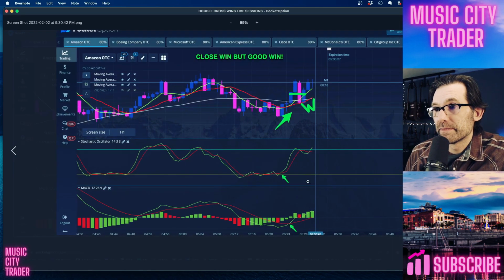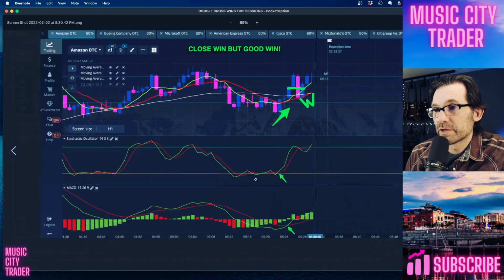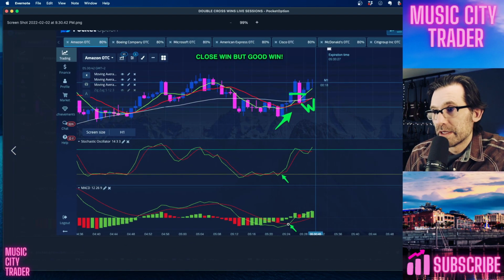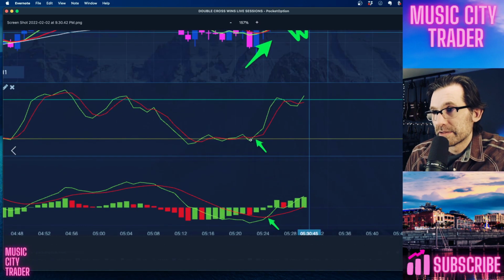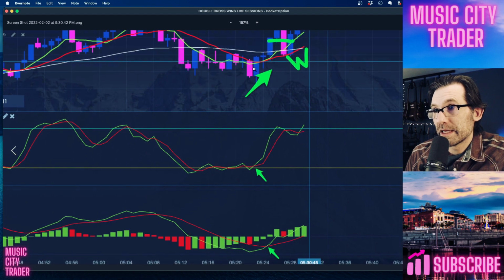Let's see, zoom in here. The stochastic was oversold. It was down here at the bottom. The MACD was also pretty far down underneath. The stochastic crossed. This is key. The stochastic crossed up here, maybe right around this candle right here.